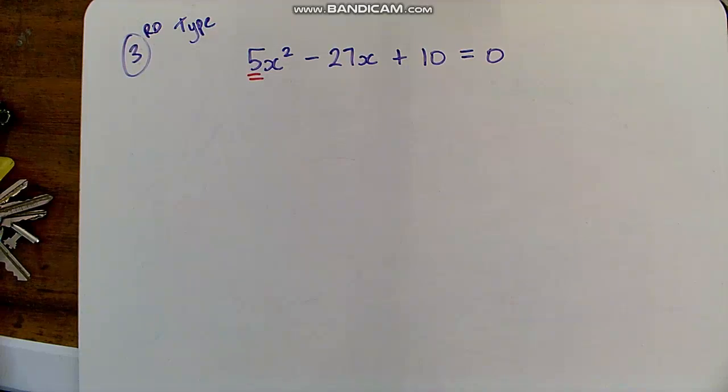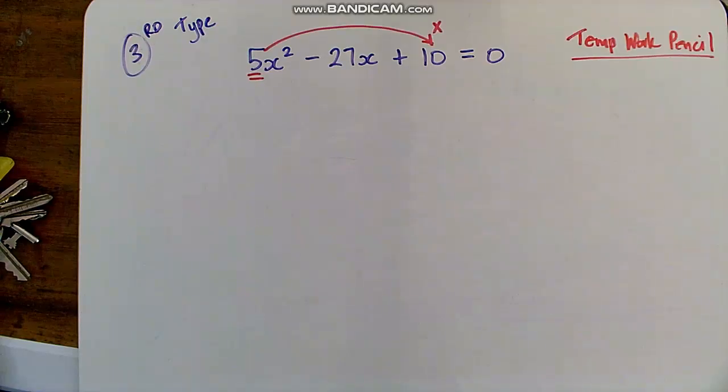We multiply the outer numbers by each other. So this is going to be temporary work in pencil. So 5 times 10 is 50. Now it becomes like the second type that I showed you, where there's no number in front of x. So all you're going to do is find factors of 50. And then the combination of those factors, can we get the middle number minus 27?